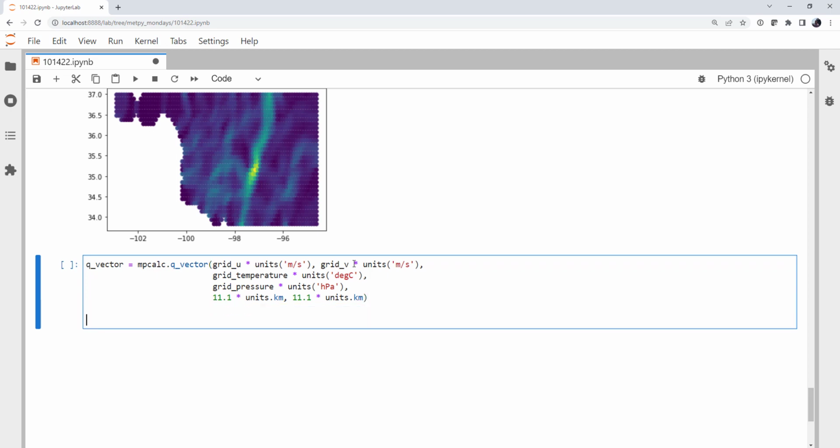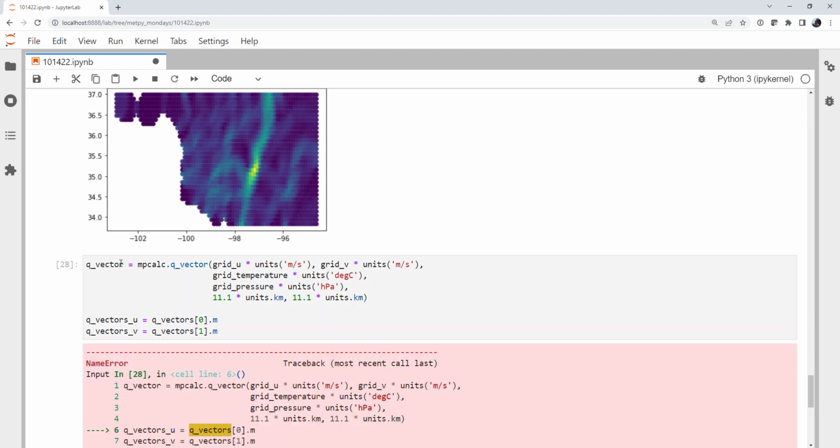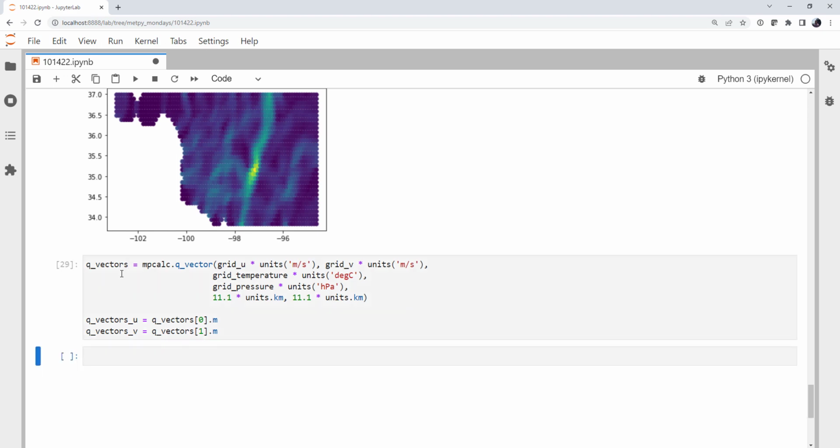And this is going to give us a multidimensional array with U and V components. Just to make things easier on ourselves when we're making a plot of this, I'm going to go ahead and break it out into Q vectors 0, and we'll drop the units. V is Q vectors index 1, and we drop the units. And that's because I called it Q vector. There we go.